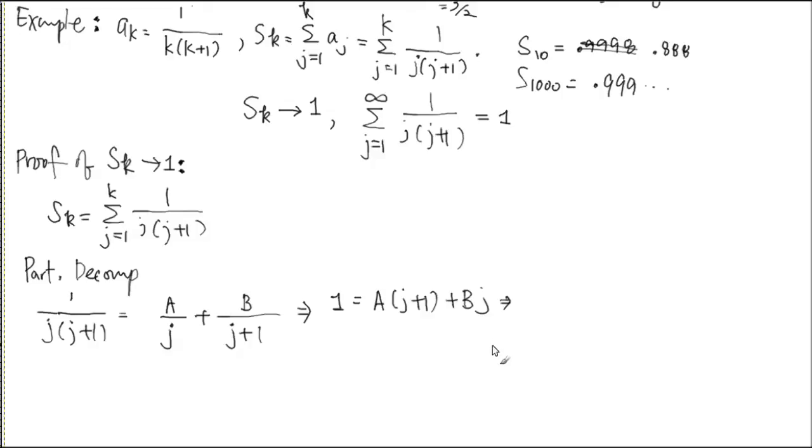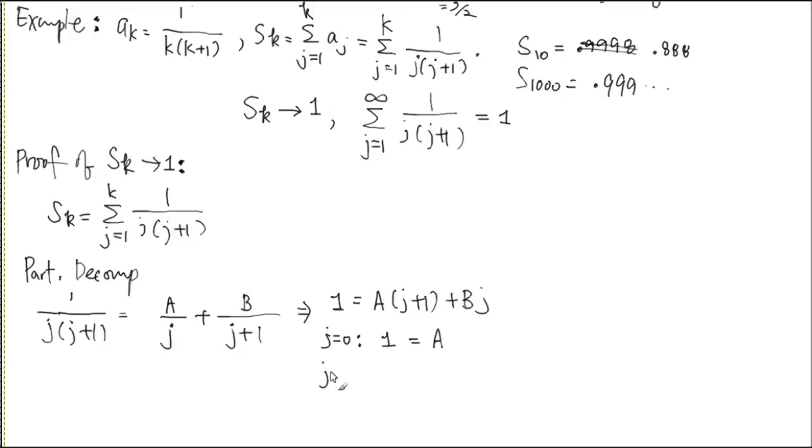And what do we do? We have this specialization technique, right? So what do we plug in here? When j is 0, the left-hand side is 1. Is that right? There's no j in the left-hand side to plug in. When j is 0, the B term is gone. So A is 1. That's what it says.